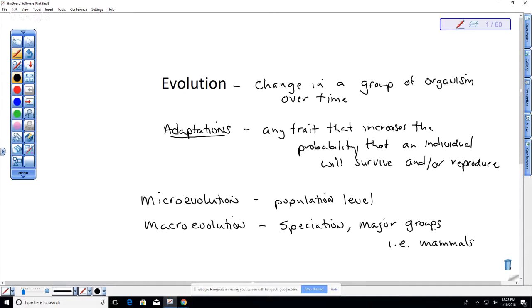And then once the dinosaurs went extinct, that opened up a whole new set of environmental conditions. And then we see the evolution of all of the major mammalian groups. And so we could say that the mammals evolved from a reptilian-like ancestor. Okay, so that was what I mean by a change in a group, a change in the reptiles so that they can give rise to the mammals.